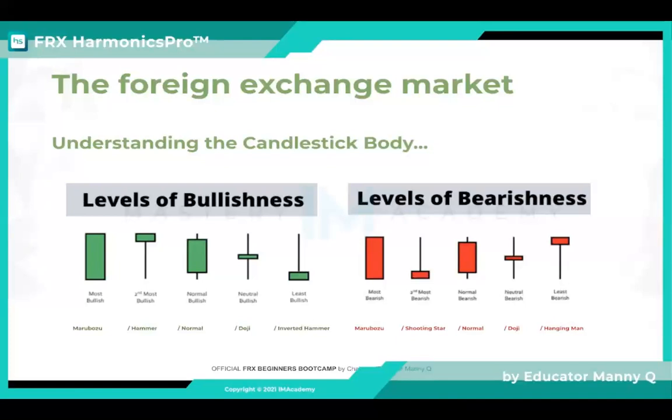Now, obviously, you most definitely want to go for the first two, especially in an uptrend, or the first two in a downtrend, if you want to understand if that trend is still very strong.